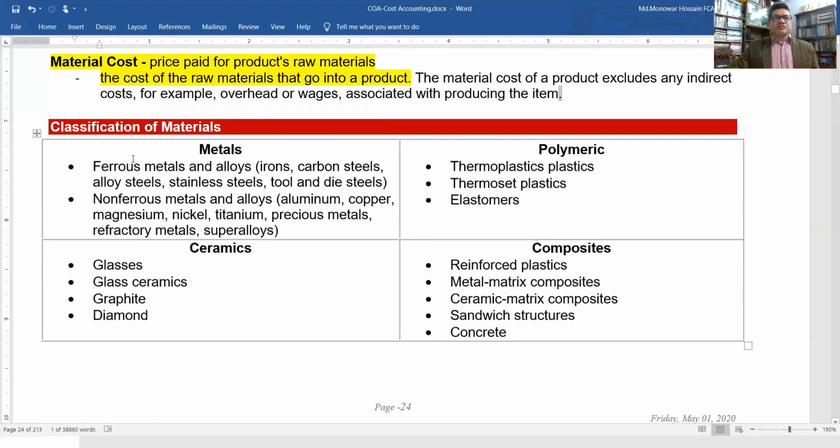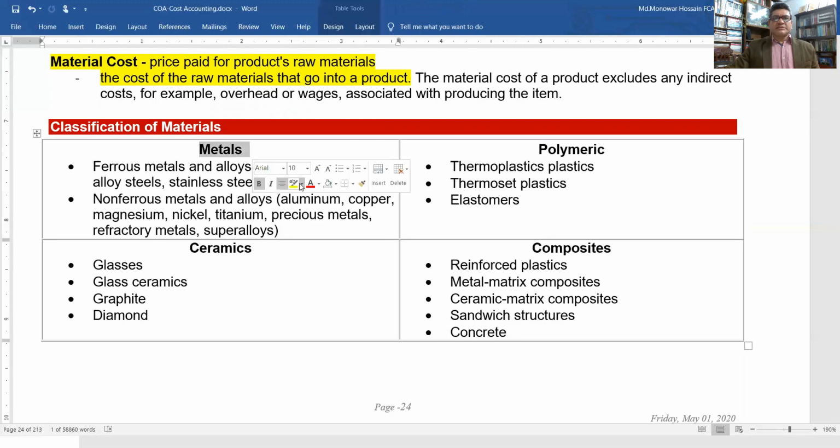So classification of material, we can say here: metals, polymers, composites, ceramics, all are materials. So material can be glass, reinforced plastic, thermosets, etc. Metals also, that means iron, carbon, steel, aluminum, copper, all are materials.